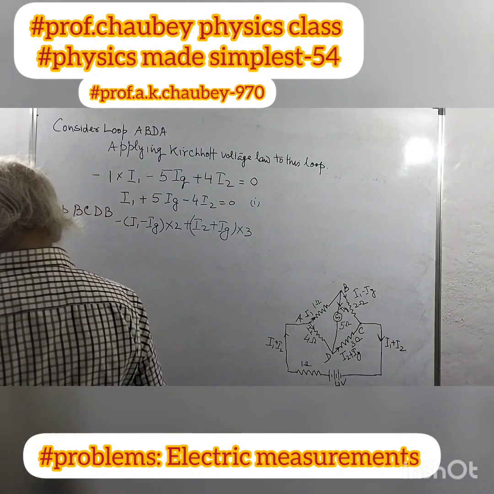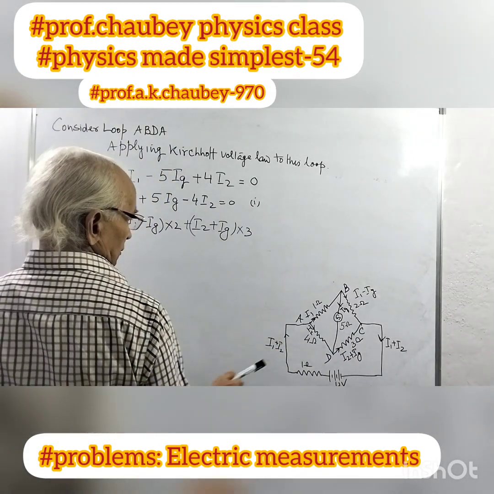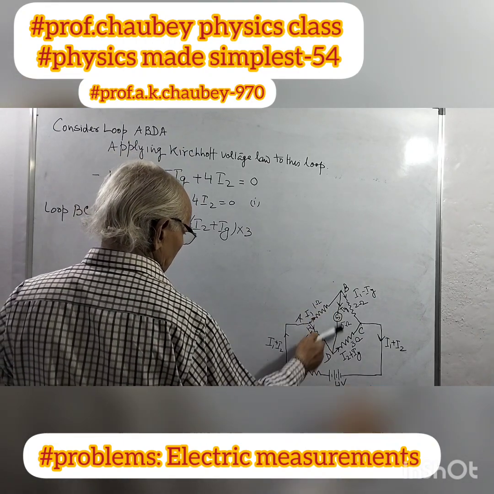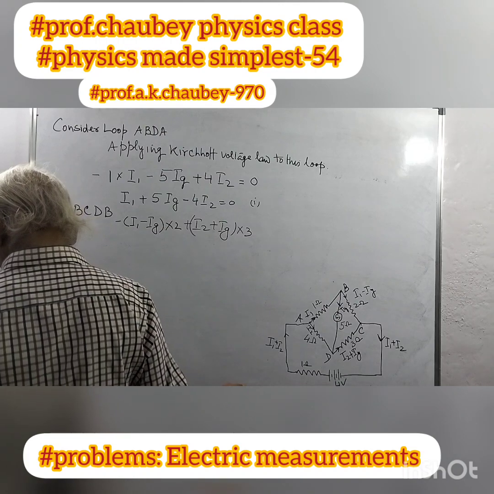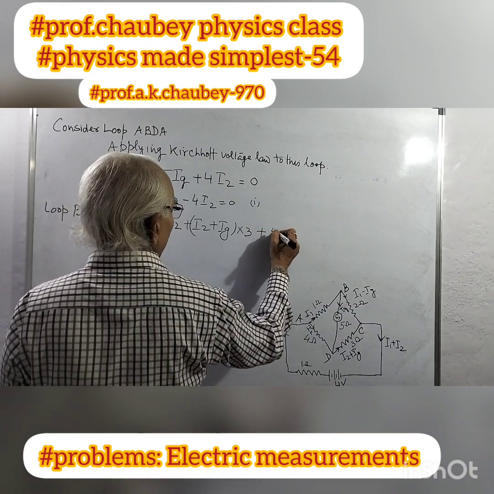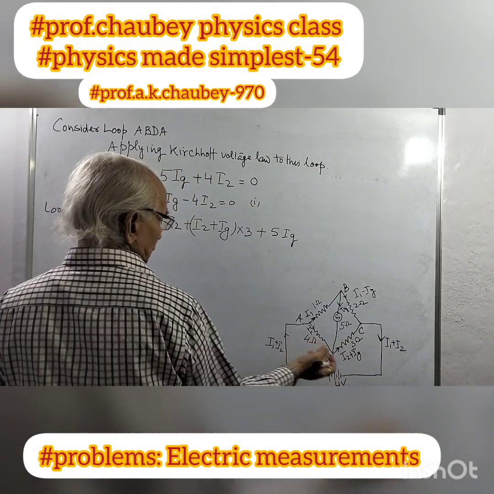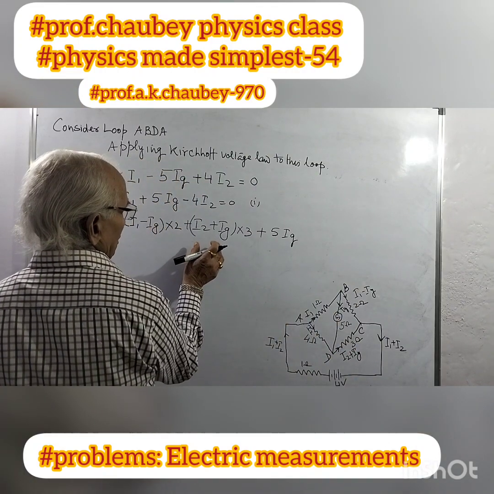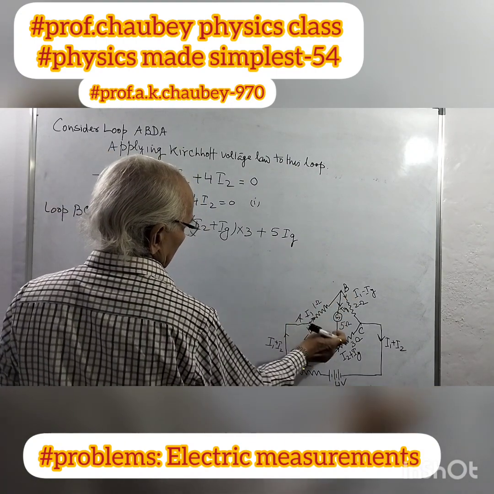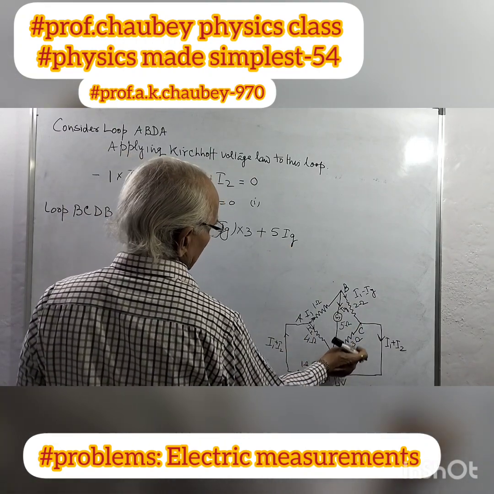And next, what else? We have this 5 Ig. This current has a direction, so we write plus 5 Ig. This current direction is the same, and this is opposite. So that is the plus 5 Ig, the 5 and Ig current. 5 Ig. And this was I2 plus Ig into 3.